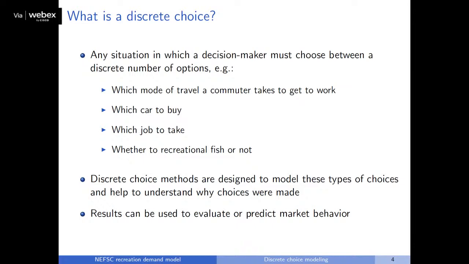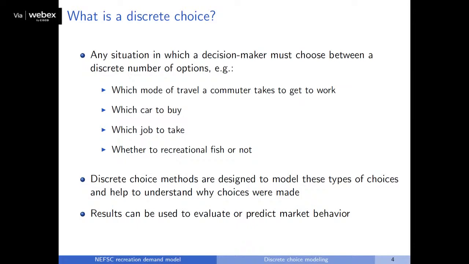It's any situation in which a decision maker must choose between a discrete number of options. So for example, which mode of travel a commuter takes to get to work, which car to buy, which job to take, and whether to recreationally fish or not. Discrete choice methods are designed to model these types of choices and help to understand why choices were made.